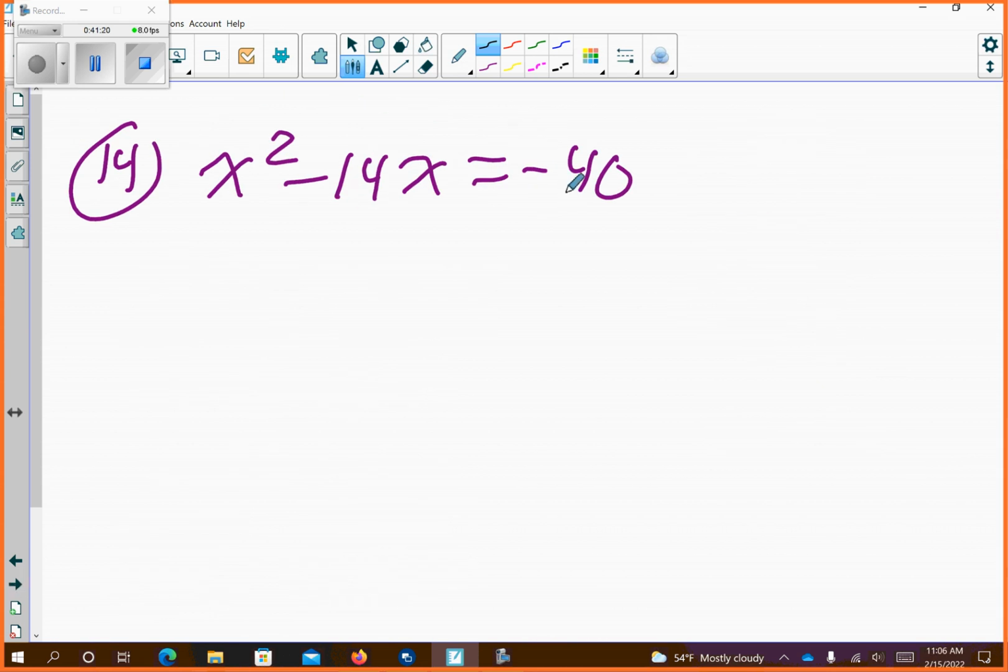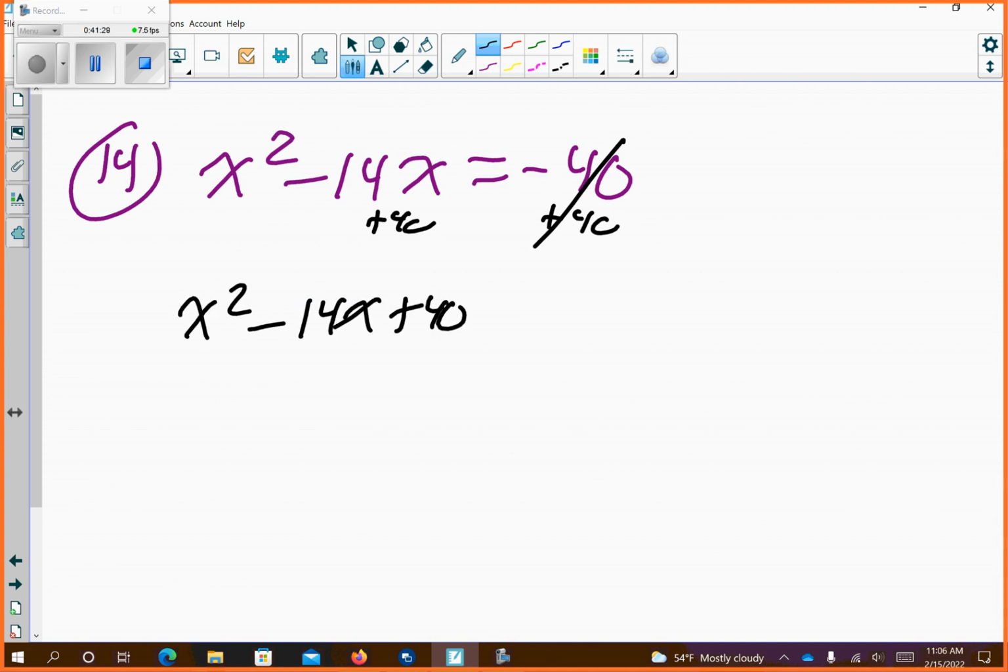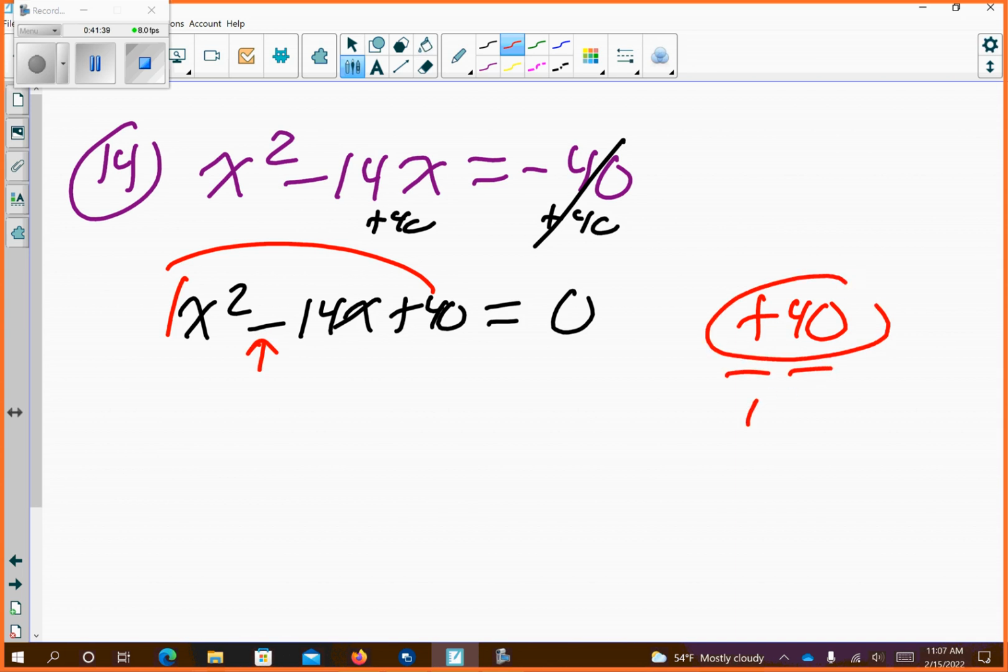All right, I need to make sure that 40 comes over, so I'm going to add 40 to both sides. Those now cancel, so I get x squared minus 14x plus 40 equals 0. Put a 1 out front. You get a positive 40. In order to get a positive, because there's a negative there, both sides have to be negative. So I get 1 and 40, 2 and 20, 4 and 10, and 5 and 8. That's all the ways I can get to 40. If they're both negative, these are the ones that'll work.